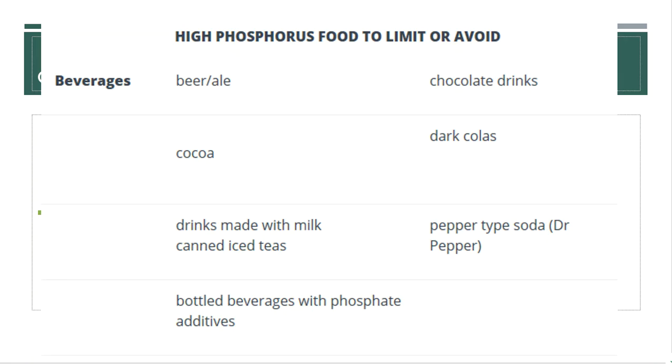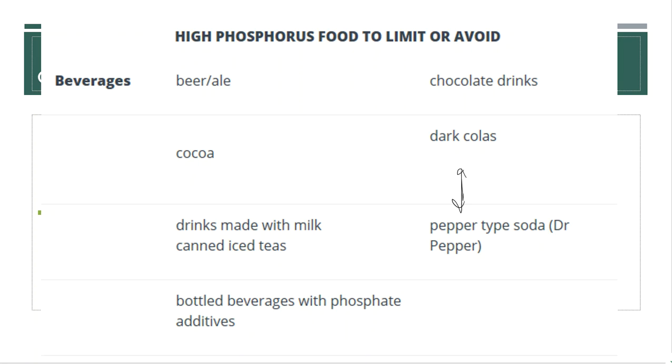As far as high phosphorus, what are some things to maybe look out for? Well, here are some beverages on the screen. Beer and ale. Yes, sir, or yes, ma'am. If you're a beer drinker, you're loving the phosphate. Cocoa, dark colas, chocolate drinks. Then they put pepper type of soda. So Dr. Pepper, I guess, and Mr. Pibb are kind of not included in the dark cola category. I think that's kind of weird, but that's how they've explained it here.